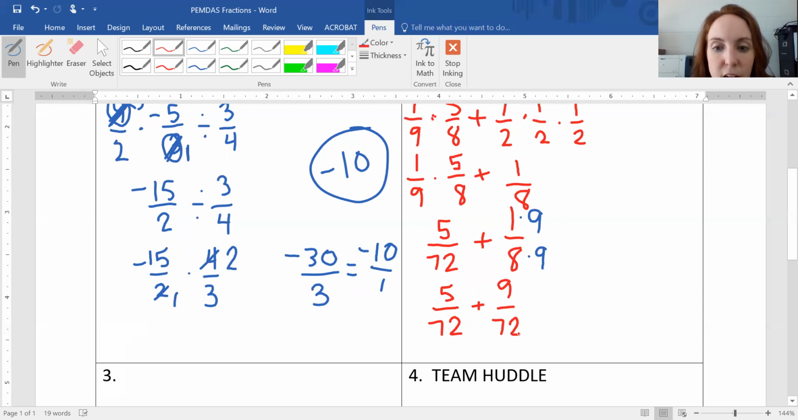And 5 plus 9, see, common denominators now, so we can add our numerators. 5 plus 9 is 14 over 72. And then double check to see if you can simplify. 14 and 72 both divide by 2. So 14 divided by 2 is 7. And 72 divided by 2 is 36.